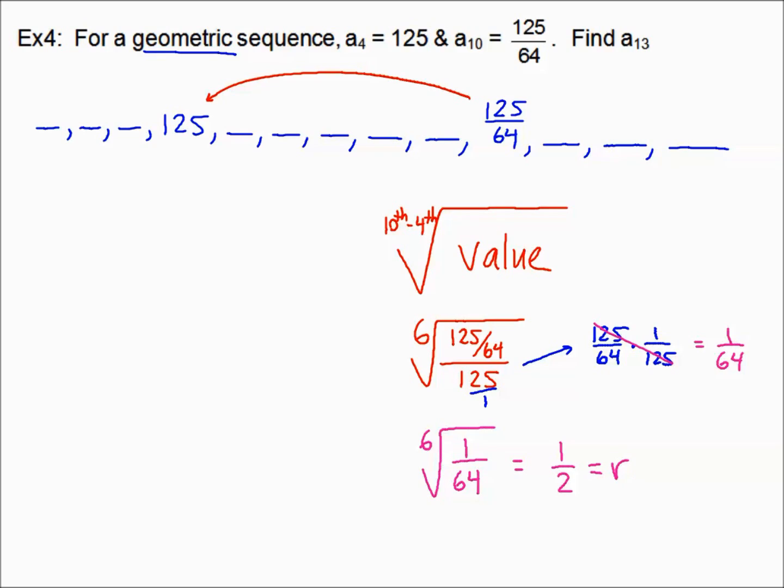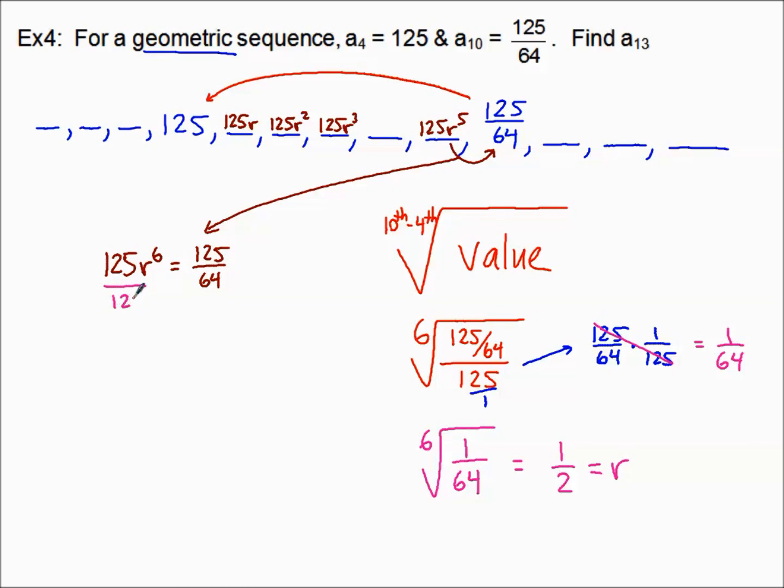Let me show you another way to figure out this problem. We don't know what this next term is, but we do know that whatever R is, 125 times R would be the next term. And then multiply this by R, and we'd have 125 R squared would be this term. And then 125 R cubed, and then R to the fourth, and then R to the fifth, and then the next one would be 125 R to the sixth. So if I come over here and say that 125 times R to the sixth equals that 125/64, then I have an equation that I can use to go and solve for R.